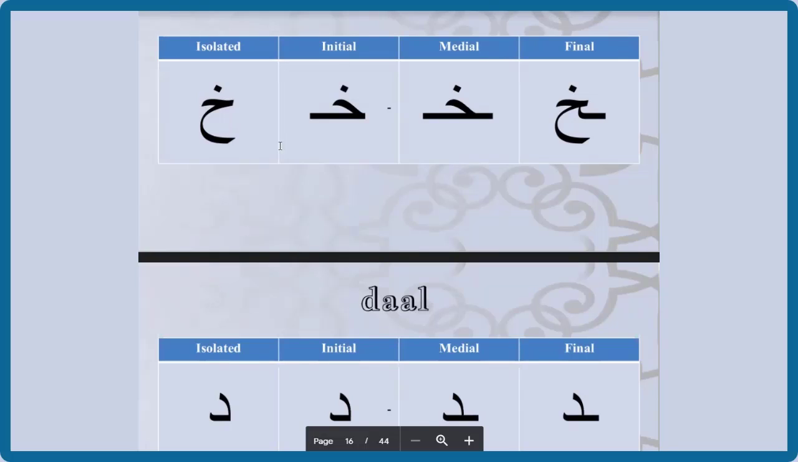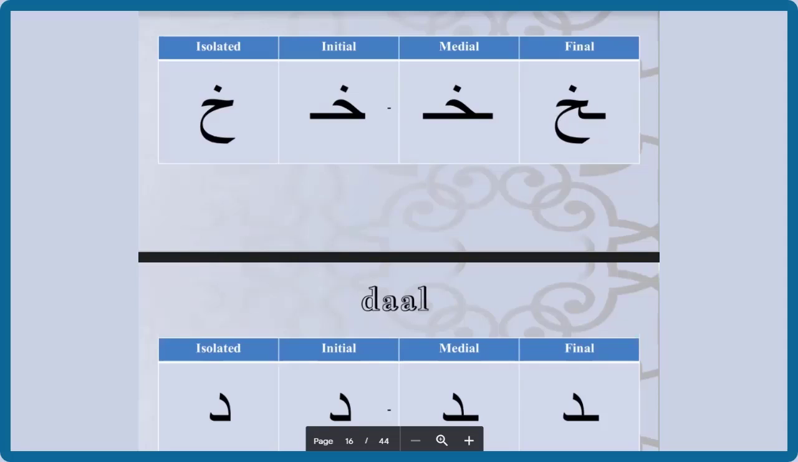So what would be the different shapes of Kha? This one is the initial shape, this is the medial, and this is the final. The initial part of Kha would remain here, and then you have to connect these letters together. So Kha, Kha, Kha. Okay, so this is the Kha.